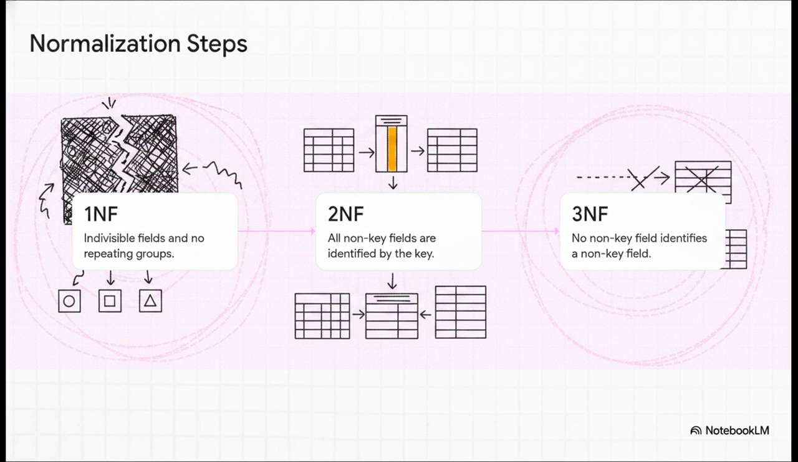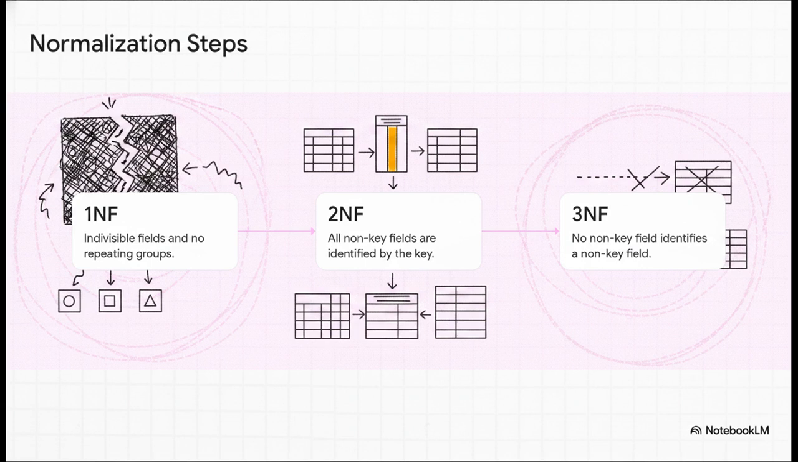So how do we fix it? Well, we use a step-by-step process called normalization to break apart these clunky blocks of text into sleek, interconnected tables. This is really the beating heart of relational database design. Step 1, first normal form, basically means breaking things down into their smallest possible parts, like splitting a full name into separate first, middle, and last name columns.